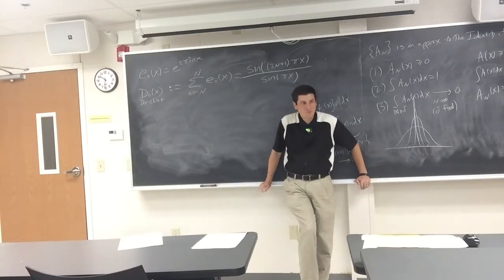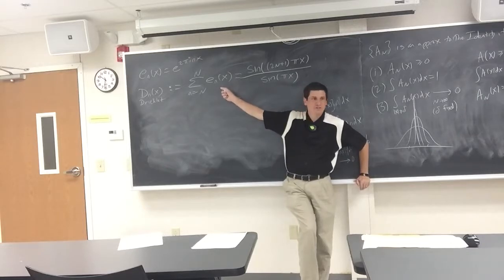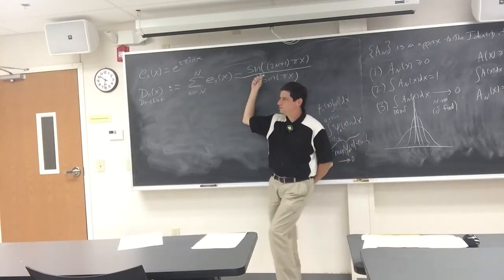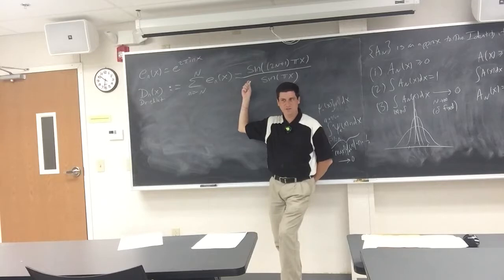Does this look like a geometric series? Is there a common ratio going from, say, e^(3x) to e^(4x)? Yeah, you multiply by e to the 2 pi i x. It's a geometric series. So basically, geometric series plus algebra proves this.